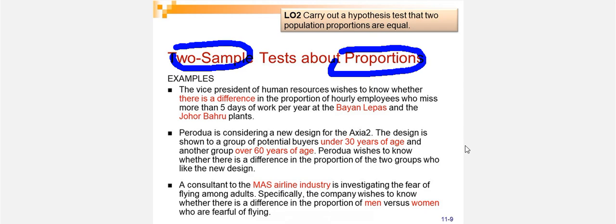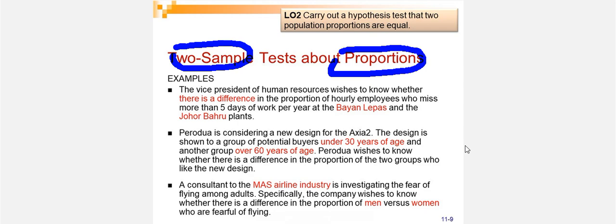Two sample tests about proportions. Example: the Vice President of Human Resources wishes to know whether there is a difference in the proportion of hourly employees who miss more than 5 days of work per year at the Bayan Lepas and the Johor Bahru plants.